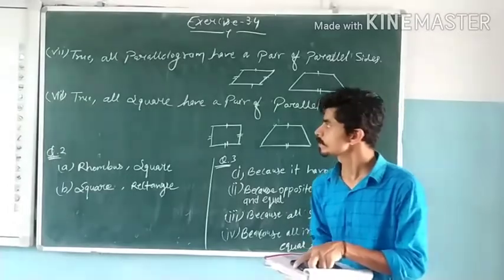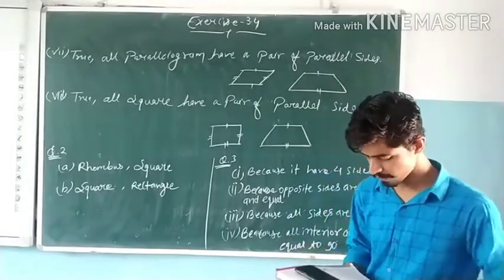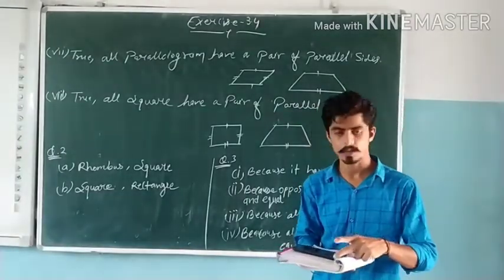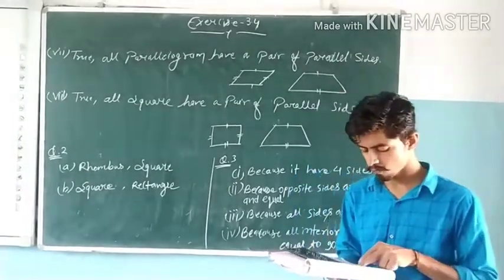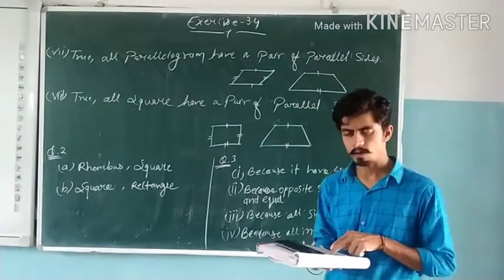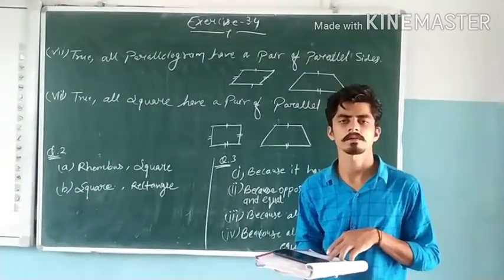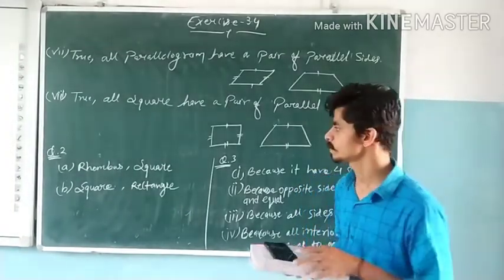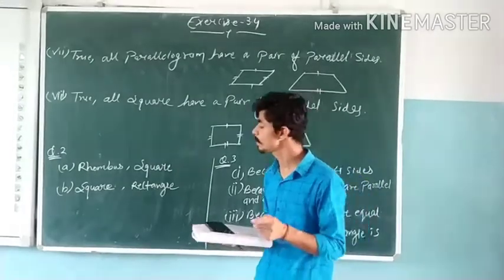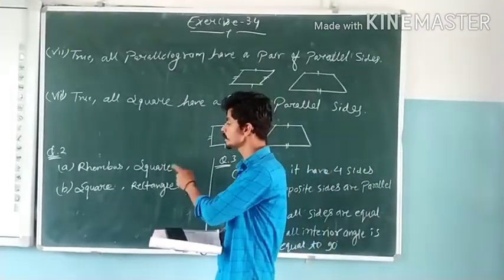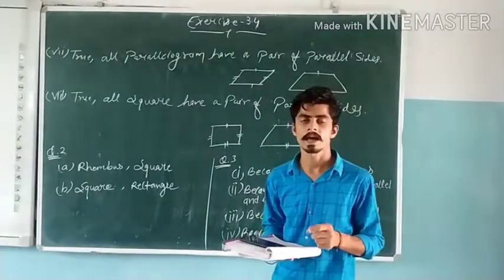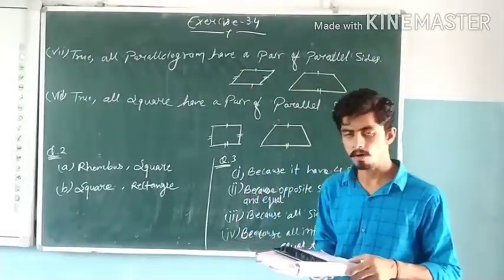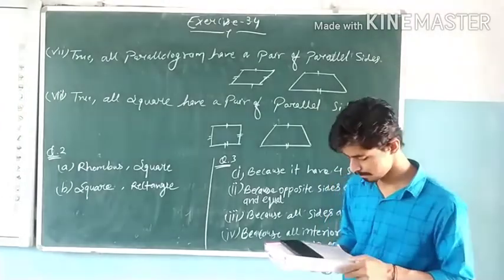Next question is question number 2, where we have to identify all the quadrilaterals that have, first condition, 4 sides of equal length. What is the name of the quadrilateral which has 4 equal sides? So the names of the quadrilaterals are rhombus and square. These two quadrilaterals have the same measurement of all sides.